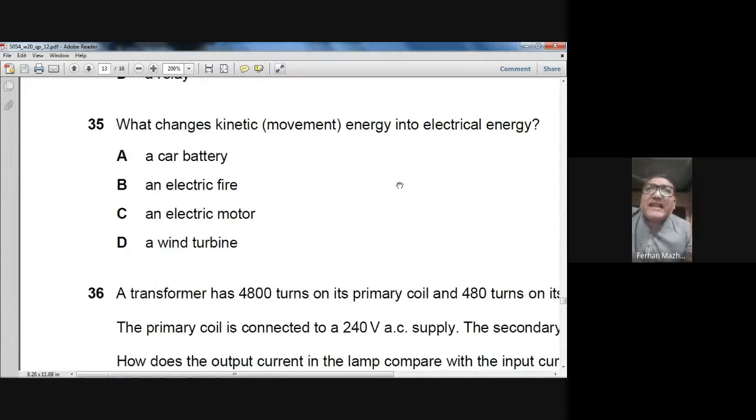What changes kinetic movement energy into electric energy? A car battery? No. An electric fire? No. An electric motor? No. A wind turbine? Yes. Wind turbine converts the kinetic energy into electric energy. A wind turbine. Question number 35. D is the right option.